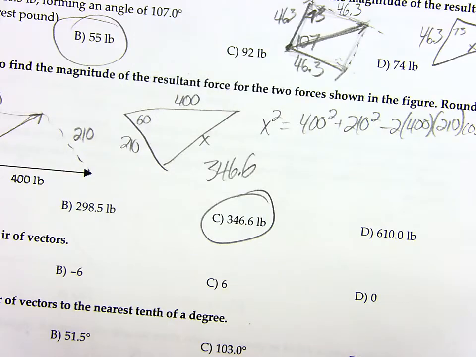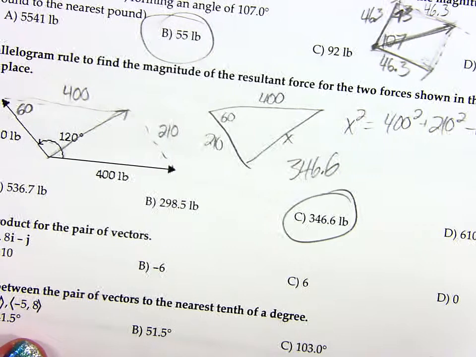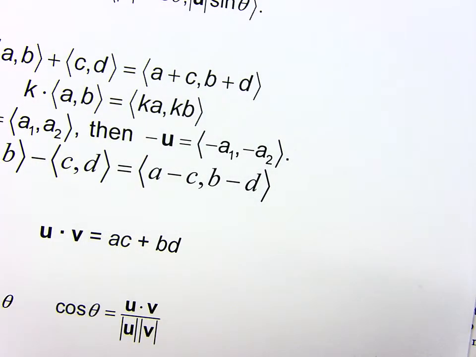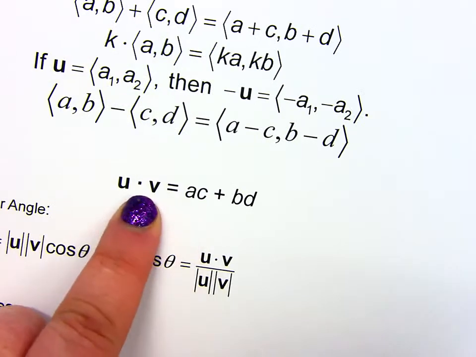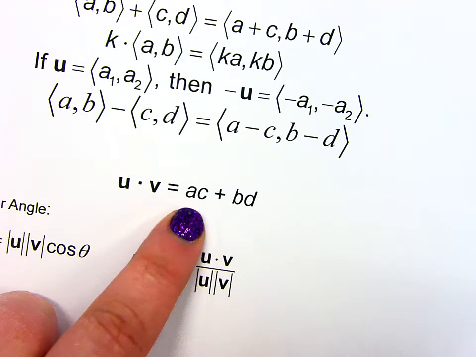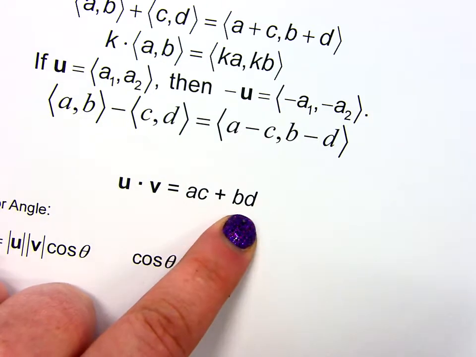I'm on 15 now. 15 is a dot product. Remember how to find dot product? No, I forget. It is on your sheet, right here. Dot product: A times C and B times Z.